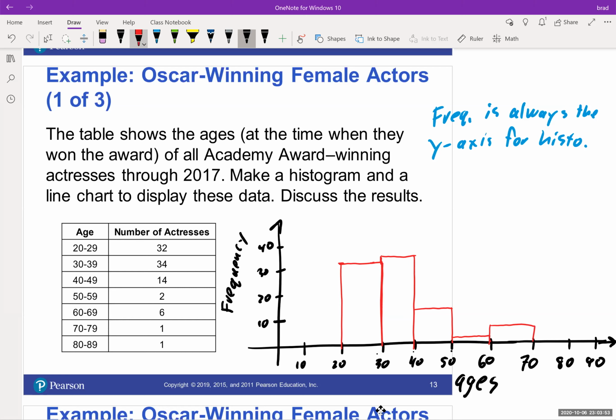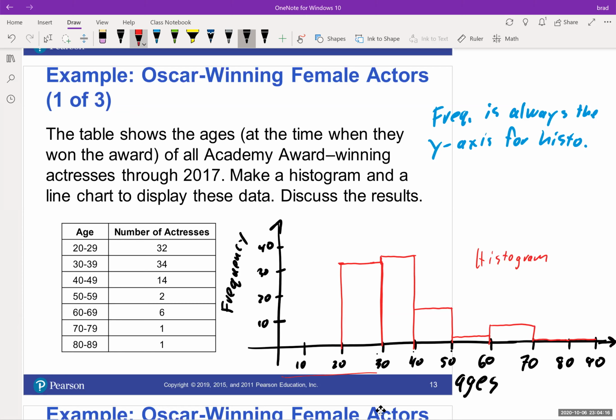Okay, and then from 70 to 79, we have 1. So I'm barely even going to draw a line like that. And then from 80 to 89, we have about 1. So that is my histogram. That's how I would draw my histogram for this graph, okay? And this is my histogram.